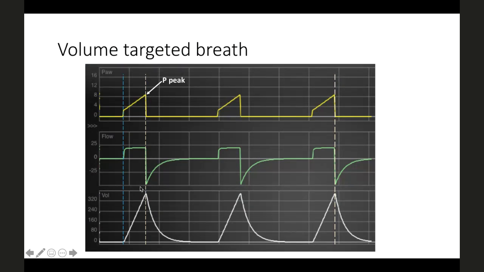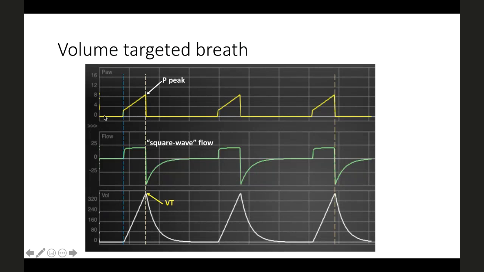Here you can see the initiation or the triggering part. This is the inspiration part, and during expiration, the flow curve goes to the negative side, and this is the typical tracing. This is the tidal volume attained, the peak of the volume tracing, and you can also note it's a square wave flow pattern. So here you can see the pressure tracing, flow tracing, and the volume tracing.